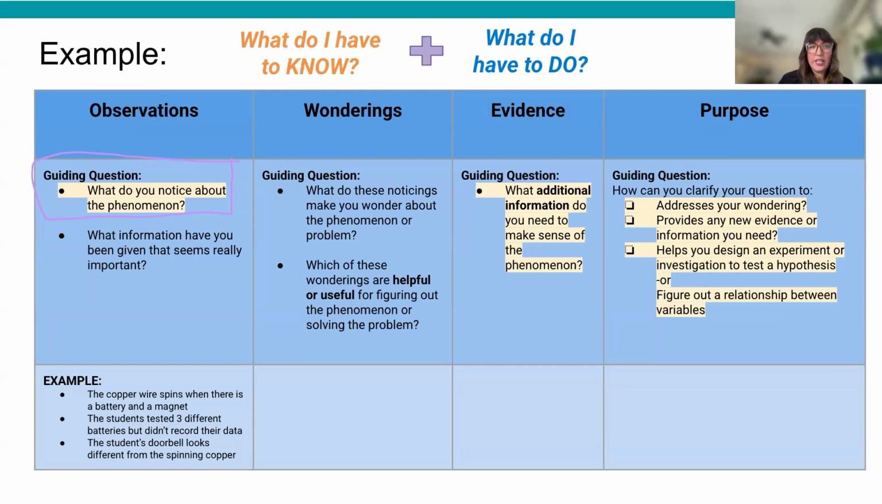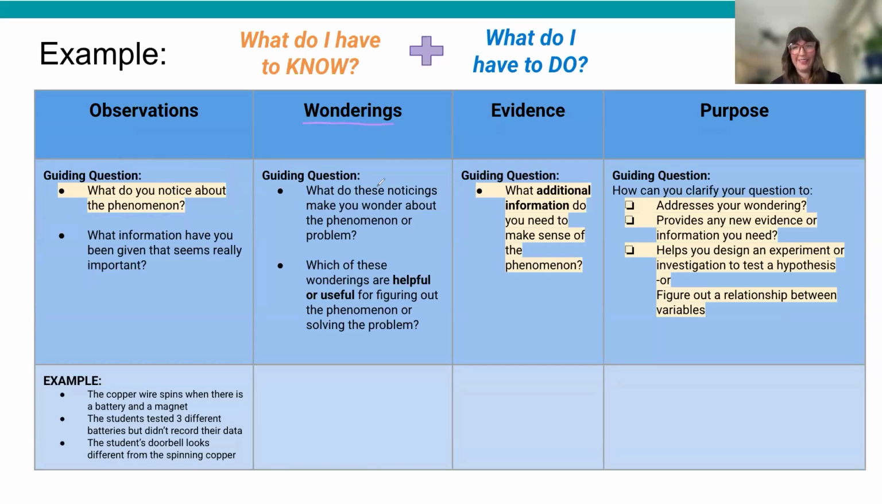The students tested 3 different batteries, but they didn't record their data. If we go back and look at the picture, it shows a small battery, a big battery, and a little battery. And it tells them in the phenomena that they tested 3 different batteries, but there's no data about that. That's an interesting observation. And then the student's doorbell actually looks different than the spinning copper. It's a nail going through a copper coil, but it's not spinning, I don't think. That's an interesting observation.